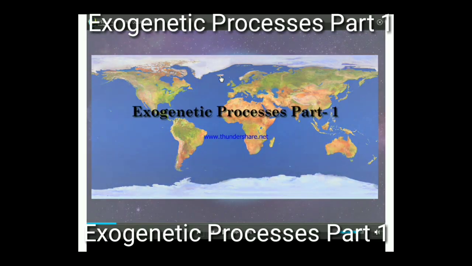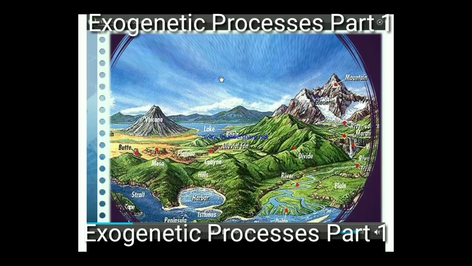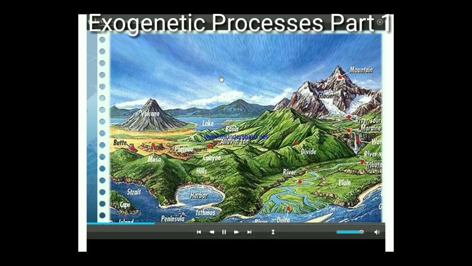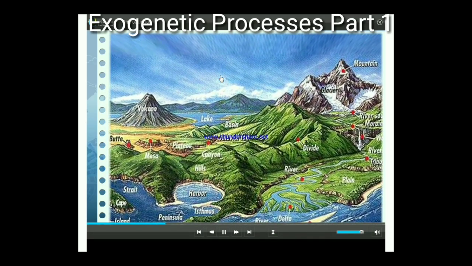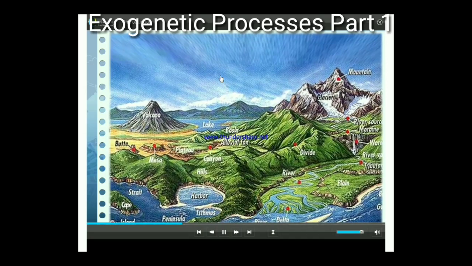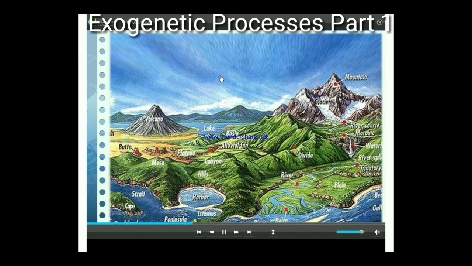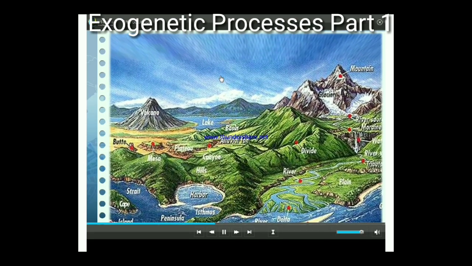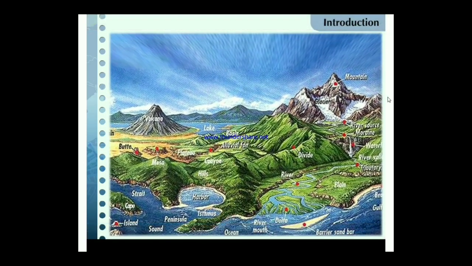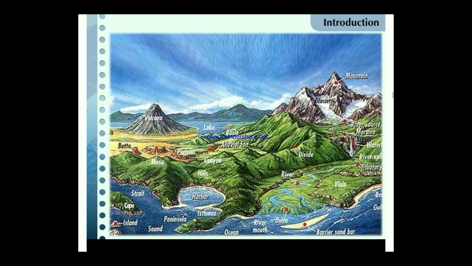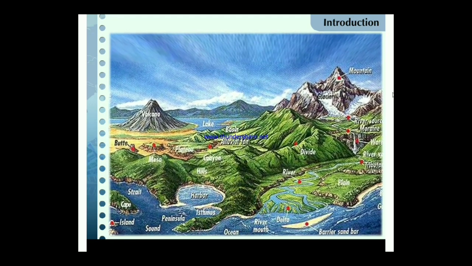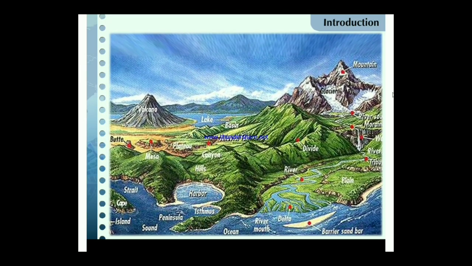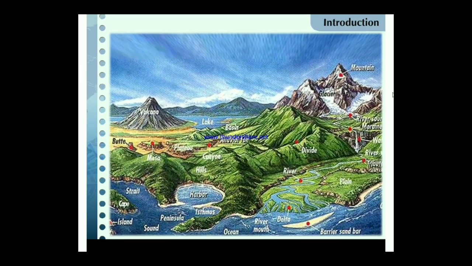Exogenetic Processes, Part 1. Introduction. Many landforms are formed due to the internal movements. Many processes occurring on the Earth's surface also lead to the formation or degradation of landforms continuously. In this lesson, we will be studying the exogenetic, that is, external processes and the landforms formed by them.